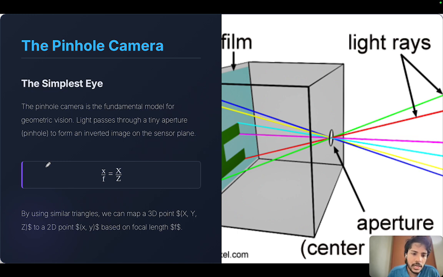This is the formula written here: x by f equals X by Z. By using similar triangles, we can map a 3D point X and Y to a 2D point.